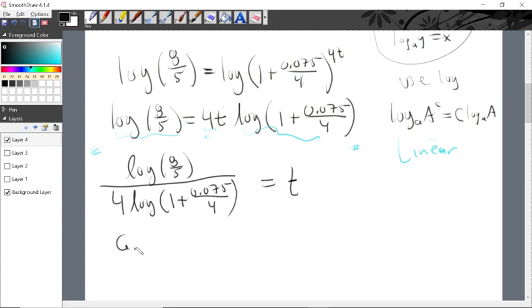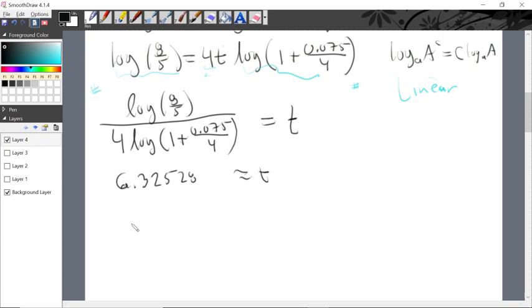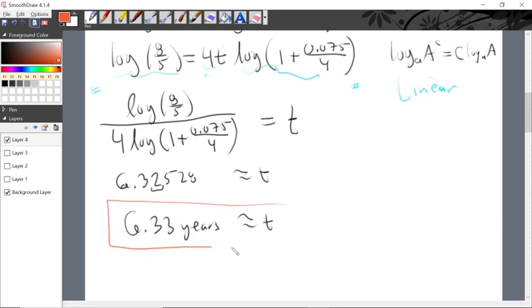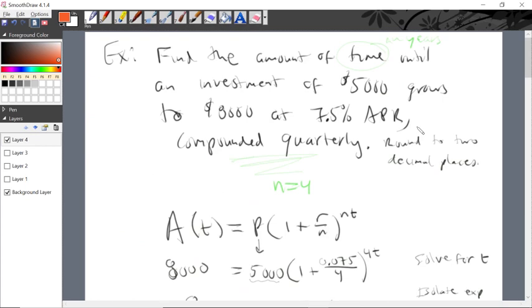So I'm getting 6.325, and then 2, 8, on and on, and that's an approximation for t, which is an amount of time measured in years to 2 decimal places. Then the 5 says to round this up, so 6.33 years. So about 6 1/3 years, or 6 years and 4 months, is how long it would take for this account to grow $5,000 to $8,000.